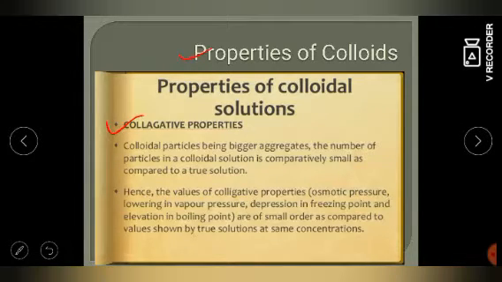So colloidal particles being bigger aggregates, the number of particles in a colloidal solution is comparatively small in comparison to a true solution. It means that the particle size is bigger in a colloidal solution in comparison to a true solution. Hence the values of colligative properties like osmotic pressure, lowering in vapour pressure, depression in freezing point, and elevation in boiling point, which dear students we already did in chapter 2, are of small order as compared to the values shown by a true solution at the same concentration.